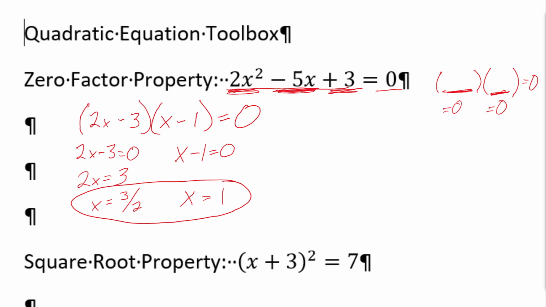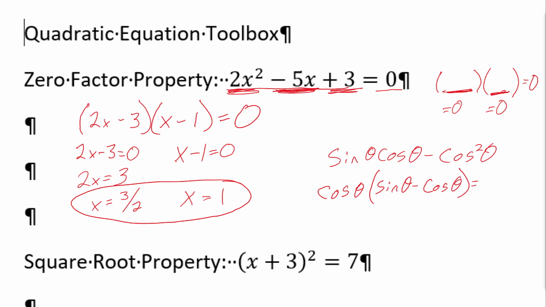We're going to use this a lot. It may not look exactly the same. Sometimes when we factor, we may end up with something like, say, sine theta cosine theta minus cosine squared theta. Well, this doesn't factor like we would expect, but we can still factor out a cosine theta, leaving us sine theta minus cosine theta. And that gives us two factors whose product equals 0. This is a little more complicated because of the sine and cosine in the same factor, but it's doable.